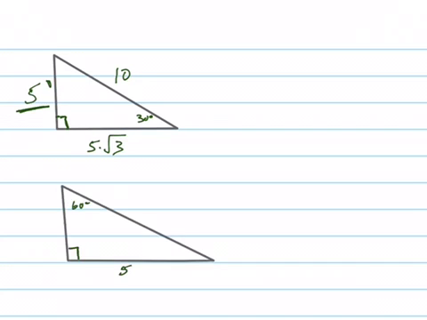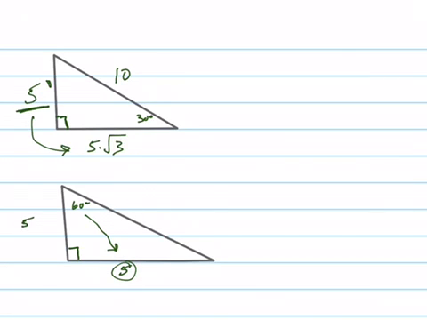That's it. Now what if they said that 5 was across from your 60-degree angle? It's the middle. That's your middle one. So what do I go to first? The smallest one or the largest one? You want to go to the smallest one, because what's the relationship between the middle one and the smallest one? Instead of multiplying by square root of 3, I divide.